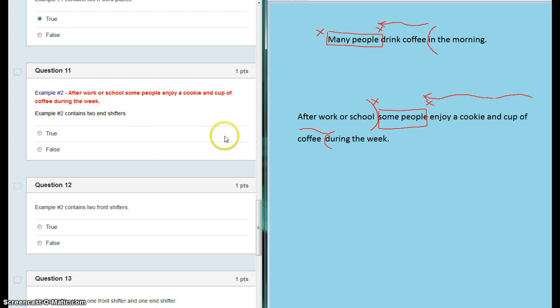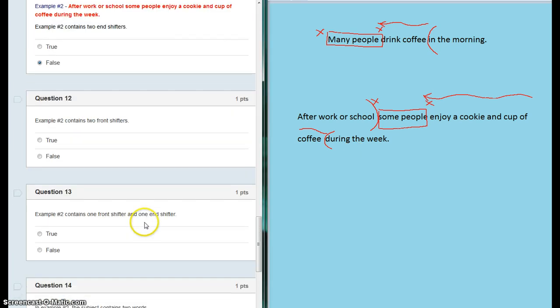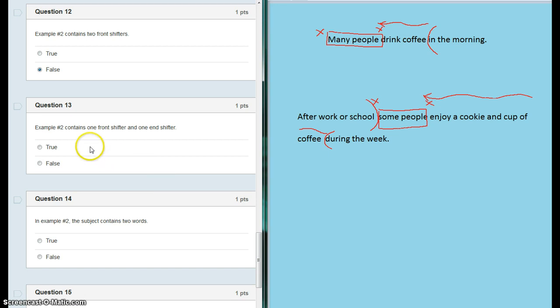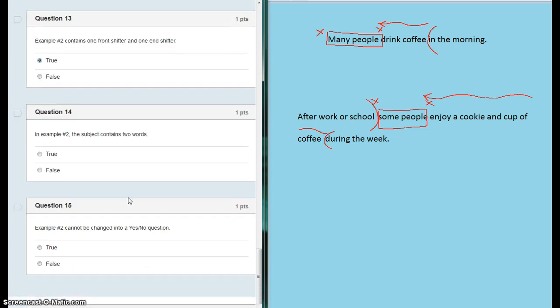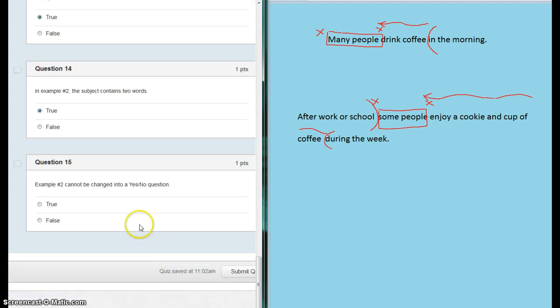Example number 2 contains two end shifters? No, that's false. Example number 2 contains two front shifters? No, that's false. Question number 13. Example number 2 contains one front shifter and one end shifter? That happens to be the truth. Question 14. In example number 2, the subject contains two words. Some people, the subject, two words. That's correct. And number 15, example number 2 cannot be changed into a yes or no question.